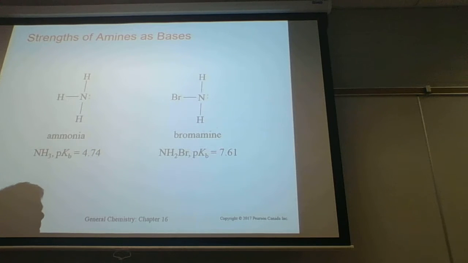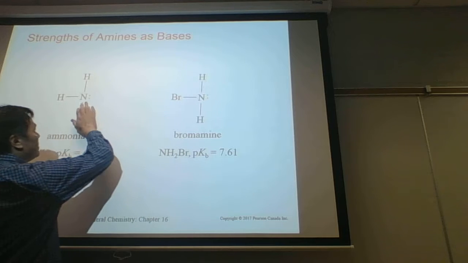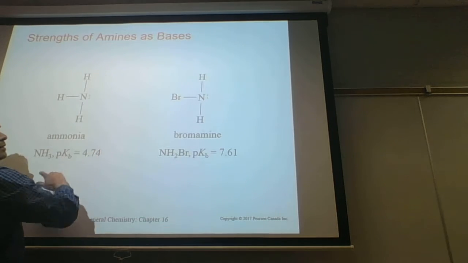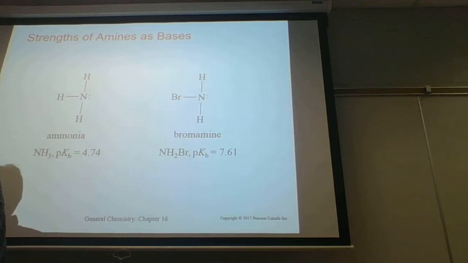Yeah, Br pulling the electron density away from nitrogen, making the nitrogen less basic. So this nitrogen is going to be a lot more basic, 1,000 times more basic than ammonia. That would be an example of inductive withdrawing.